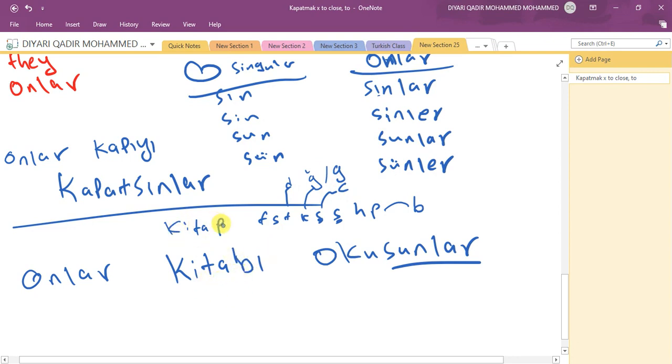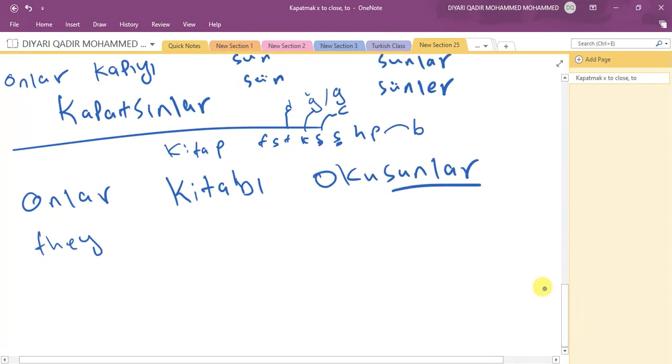Now here, because this is p and a vowel came after it, a specifying vowel, like it became specified. Onlar, that means they. Look how in English it's written, how you are reading. They, kitabı, the book, okusunlar, read, or let them read.